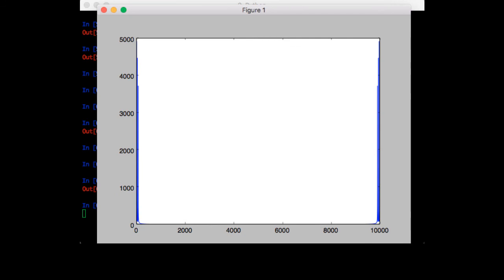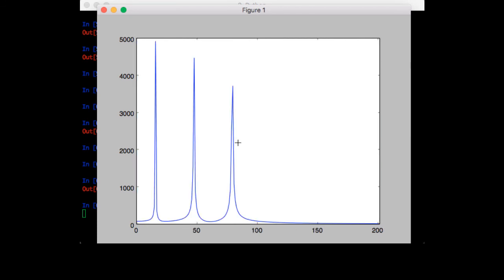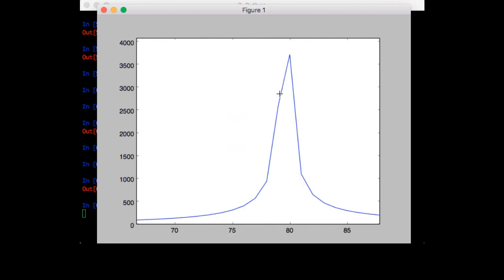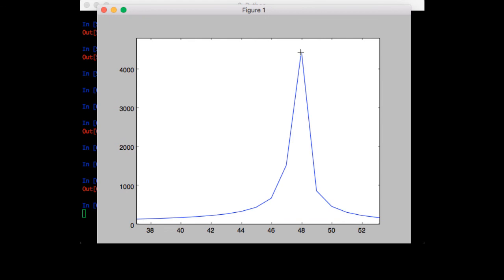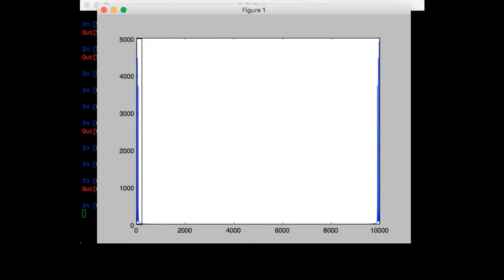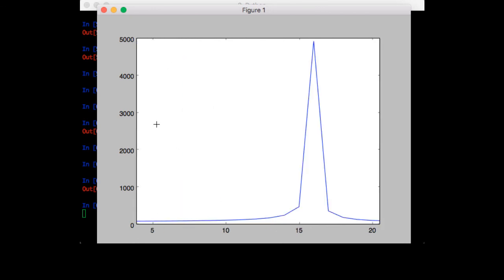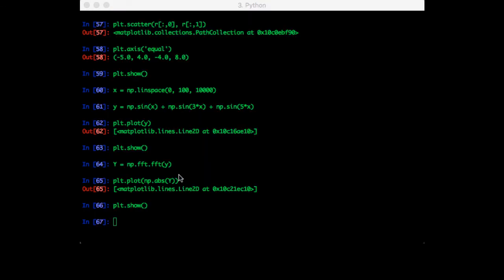Now if we zoom in, we can see the spikes that represent the original frequency components. So let's try zooming in over here. And we see 3 spikes. Okay, this appears to be at about 80. So let's zoom back out. This one appears to be at around 48. Zoom back out. And the tall one appears to be at around 16. So let's close this plot, and let's calculate what frequencies these represent.